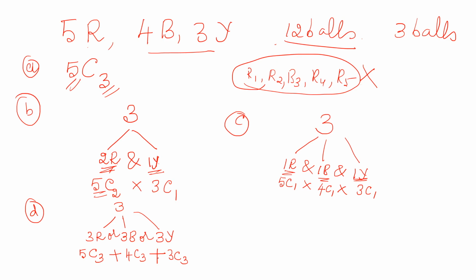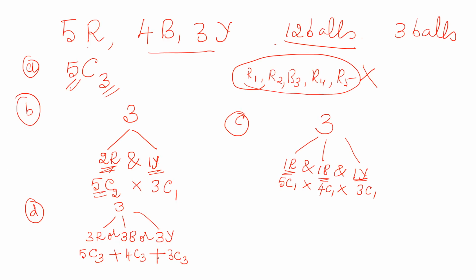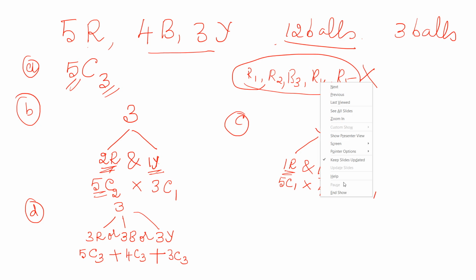Next is the last part. At least 1 red ball. At least 1 red ball means what? What are all the combinations we can get? How many balls are there? 5 red balls are there. 4 blue balls are there. 3 yellow balls are there. Okay. Now, at least 1 red ball means the combinations are, how many balls do we need? 3 balls we need, right? So 1 red ball and 2 others.